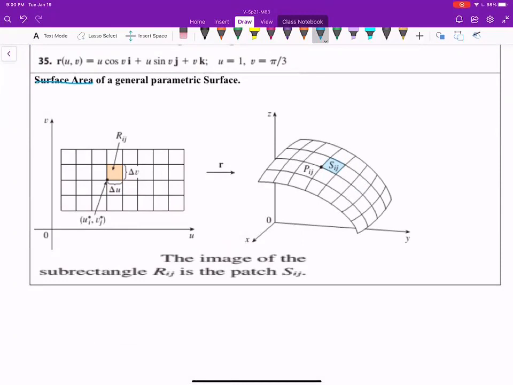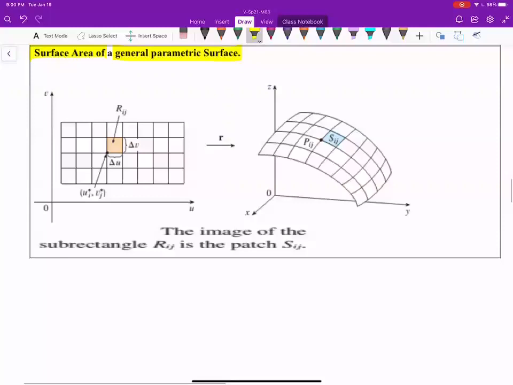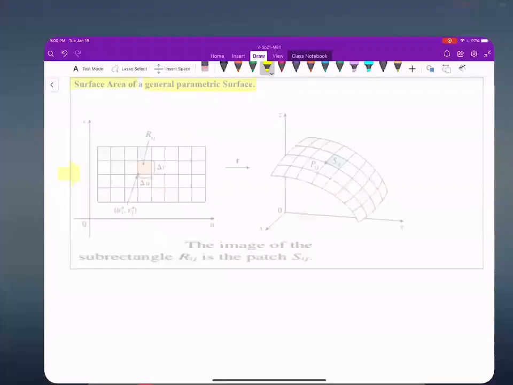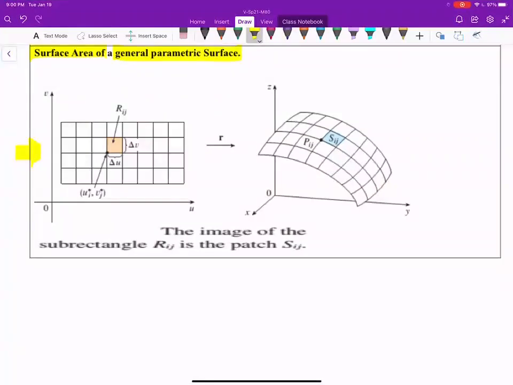So, surface area of a general parametric surface. You have a parametric surface which is written in terms of the parameters u and v. If you look at the domain, this is the parametric domain, in terms of u and v, this figure on the left side. Here you have a rectangle which is divided into subrectangles.